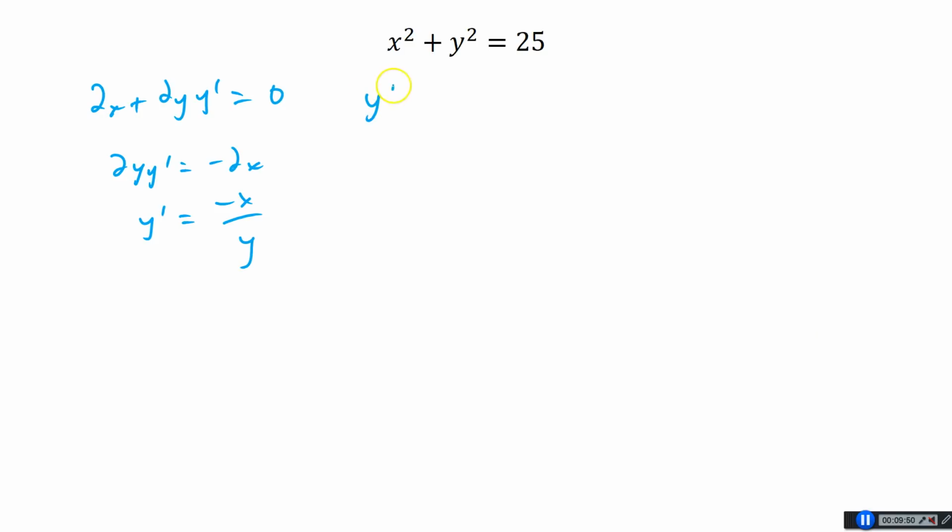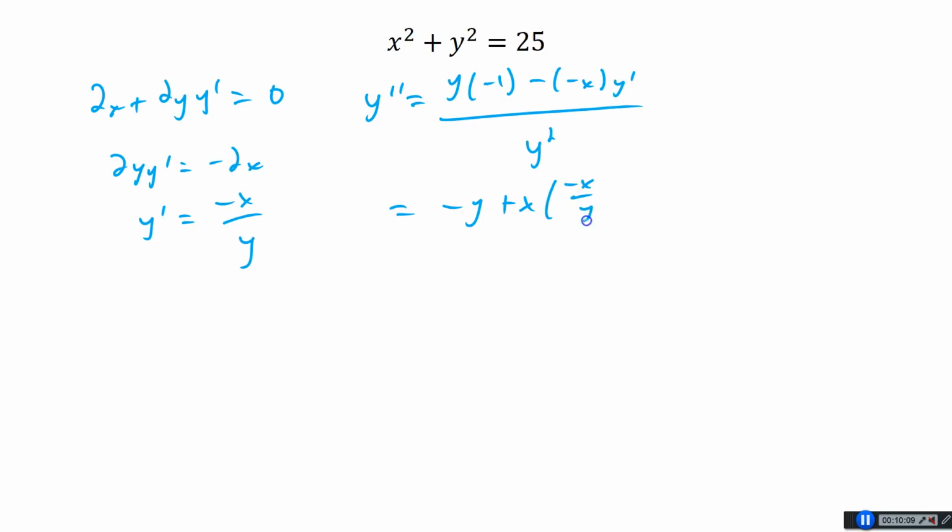So our second derivative then, y double prime: low d high, y times negative 1, minus high d low, negative x times y prime, over the square low we go, y squared. So that gives us negative y plus x times y prime, which is negative x over y squared. Could leave it right there, but I'm going to show you something cool.